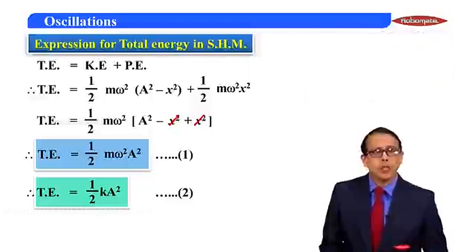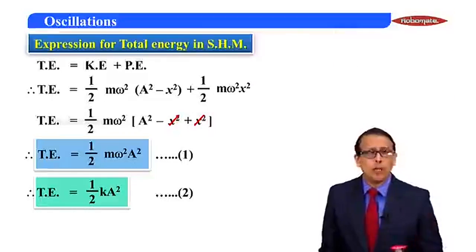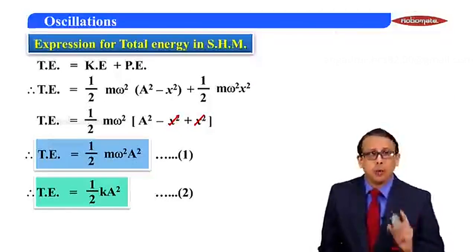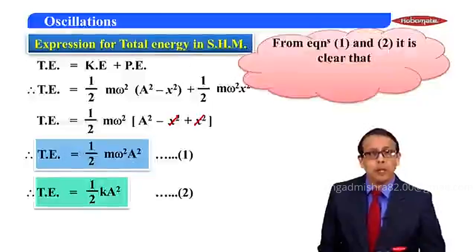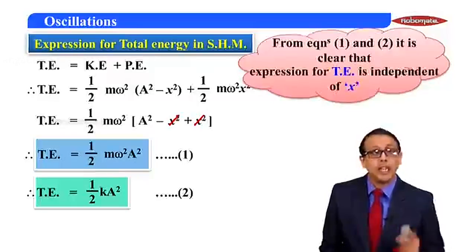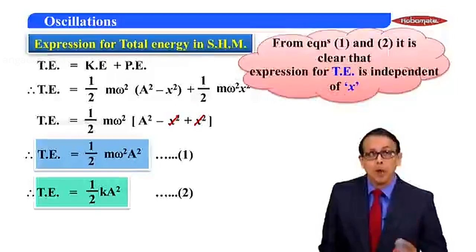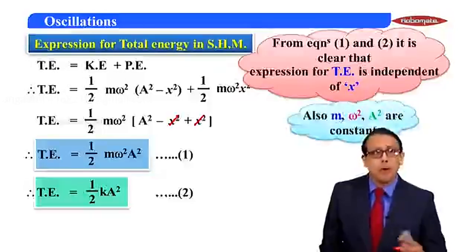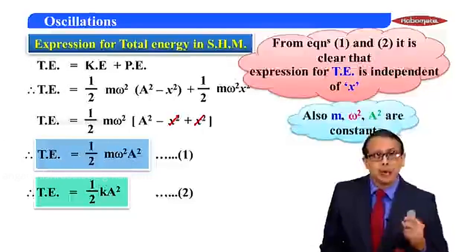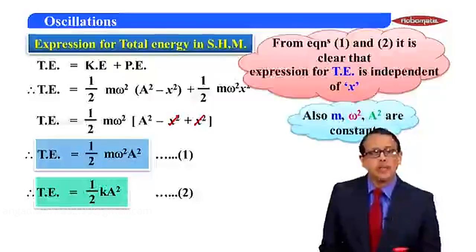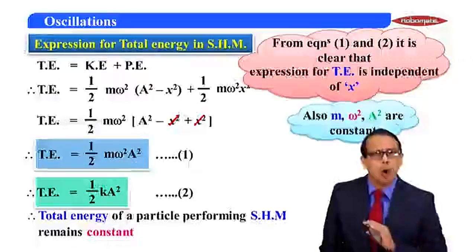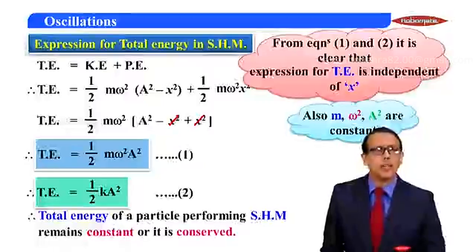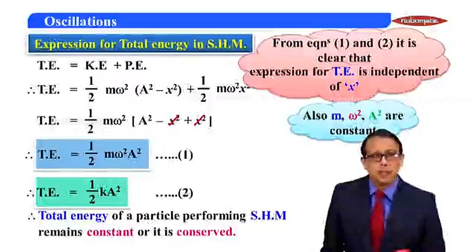Now, students, we clearly see the formulas of potential and kinetic energy both contain x, and hence they continuously change. But if you look at equations 1 and 2, it is very clear that total energy is independent of x. Also, we know m omega square and a square are constant. Therefore, I can say, students, total energy of a particle performing SHM always remains constant, or it is conserved.